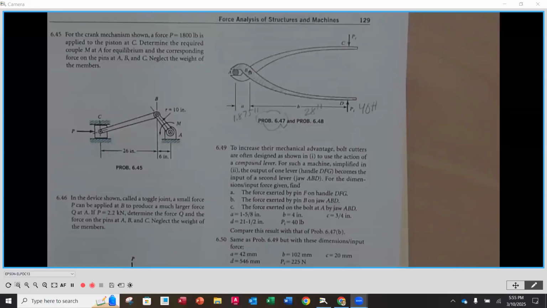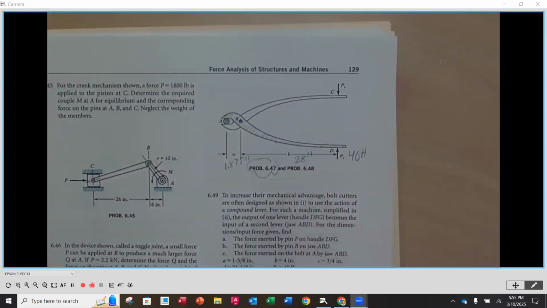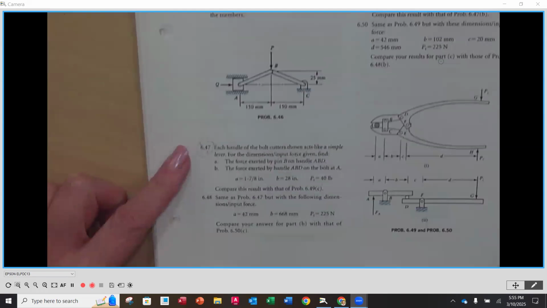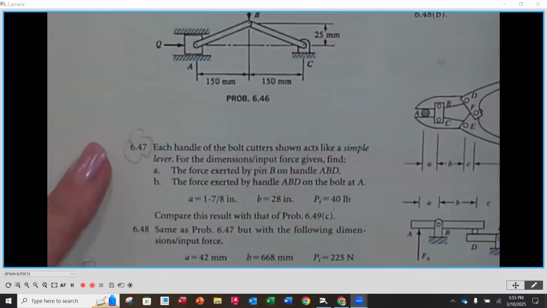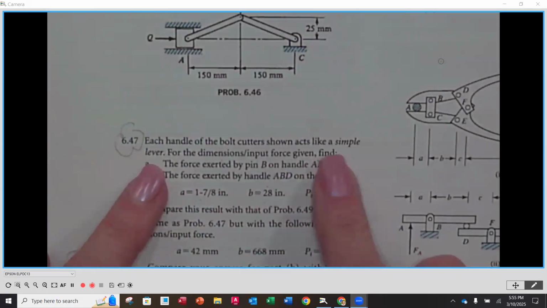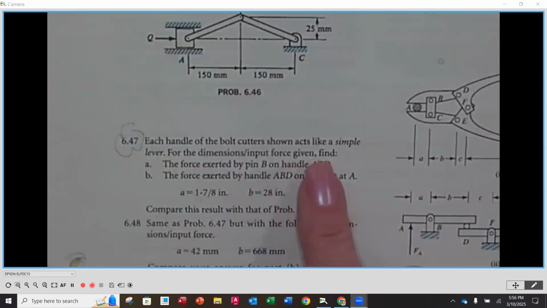Okay, the problem we're going to be looking at here is going to be 647. And the actual illustration is up here at the top of the column on page 129, but the problem statement is on the previous column right here towards the bottom. Okay. So it says that each handle of the bolt cutter shown acts like a simple lever for dimensions and input forces that are given.